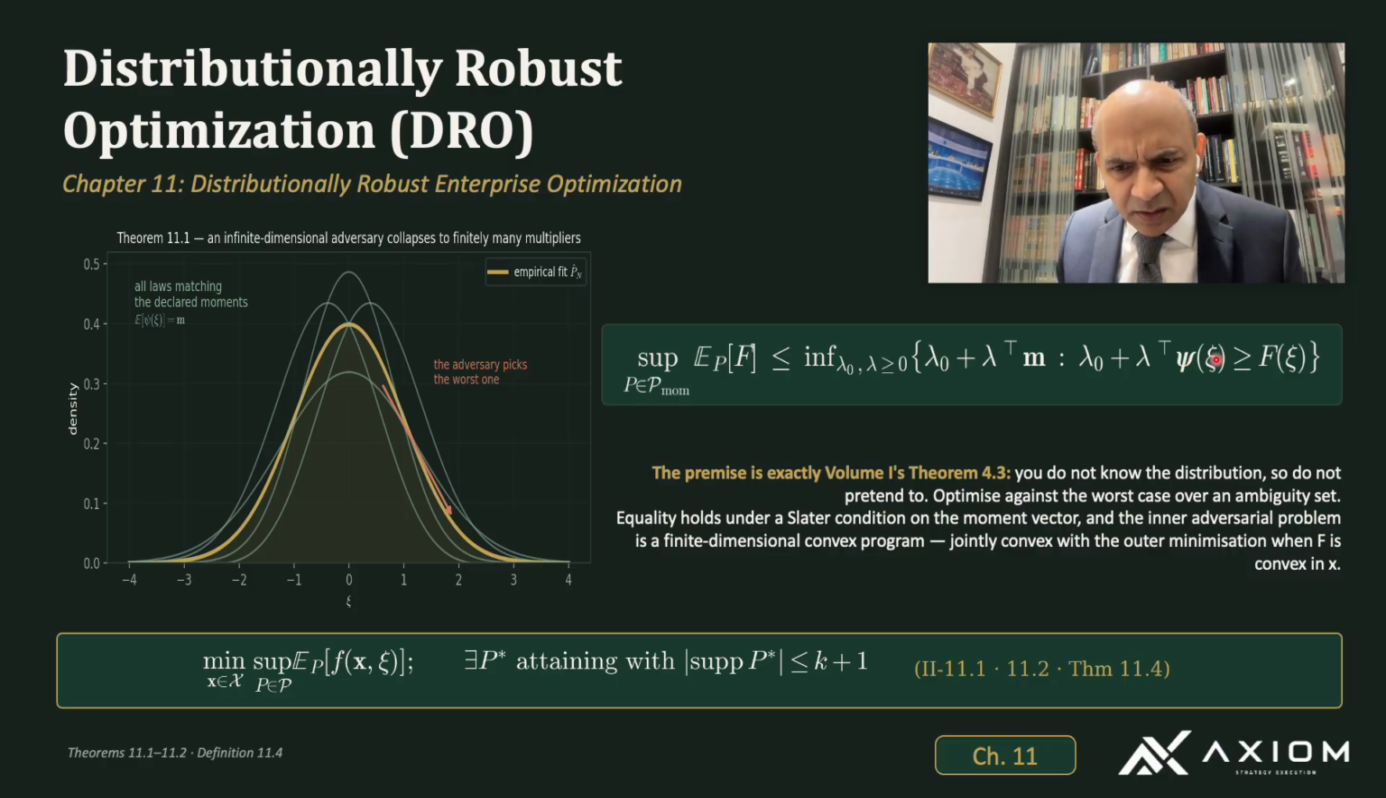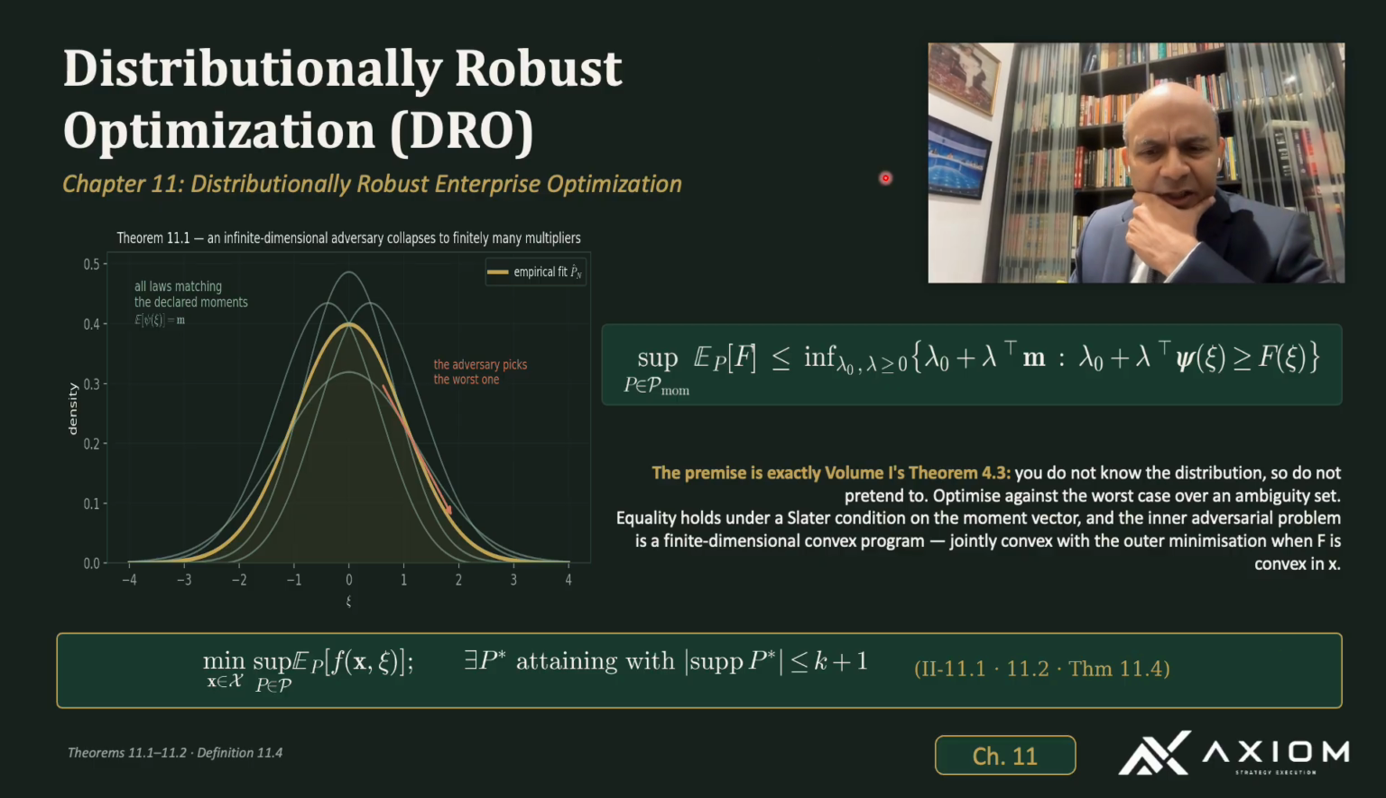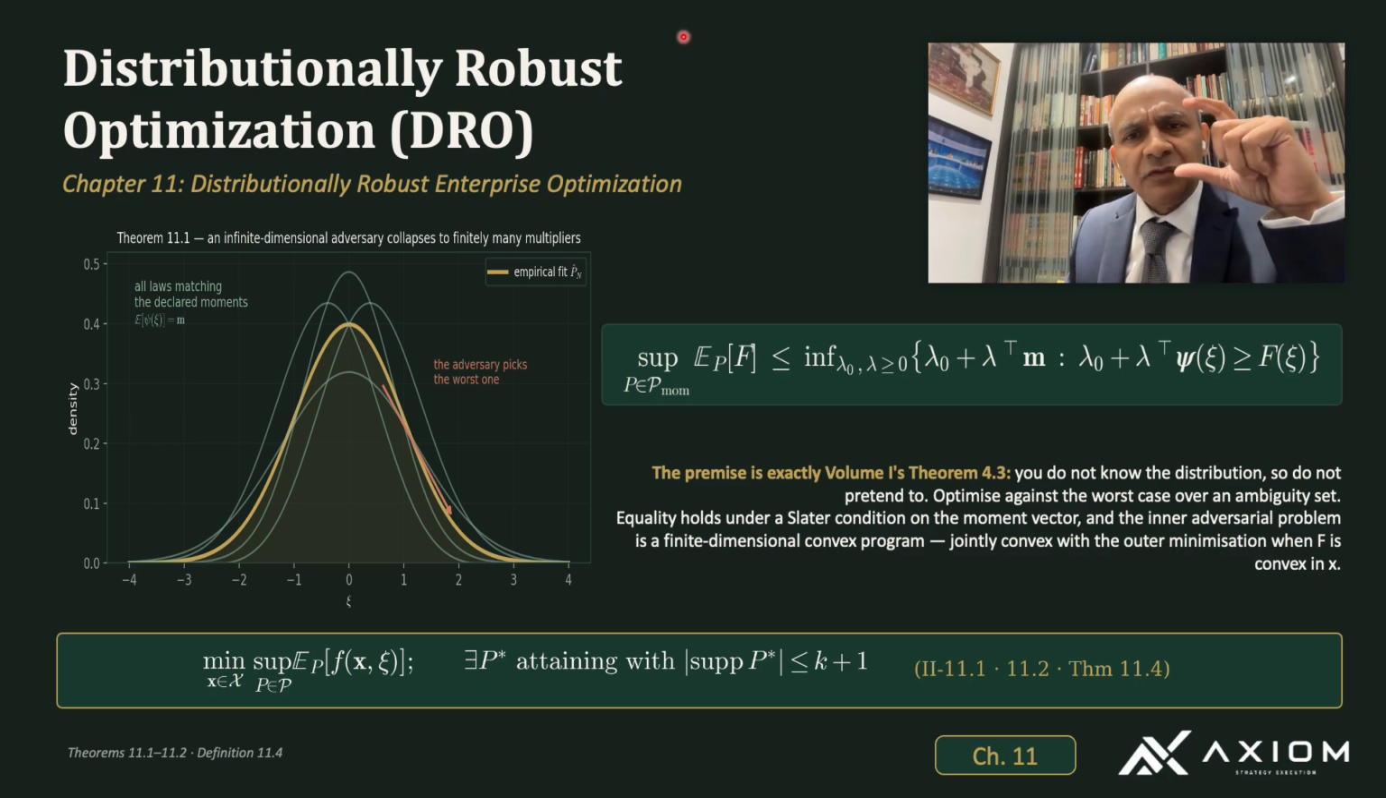Now lambda to the power t m is the value assigned by the dual multipliers to the prescribed moments. So the condition, this whole condition, lambda 0 plus lambda to the power t psi zeta, which is greater than or equal to f of zeta, requires the dual function to dominate f of zeta for every admissible realization of zeta.